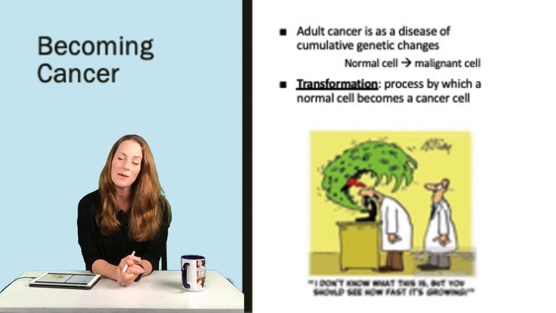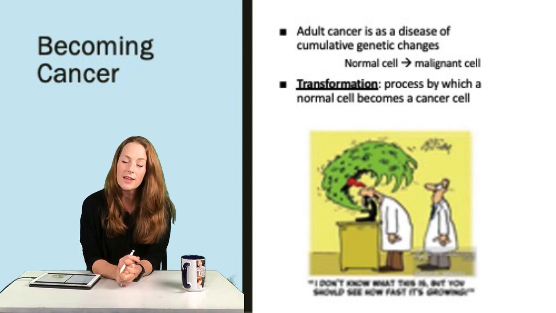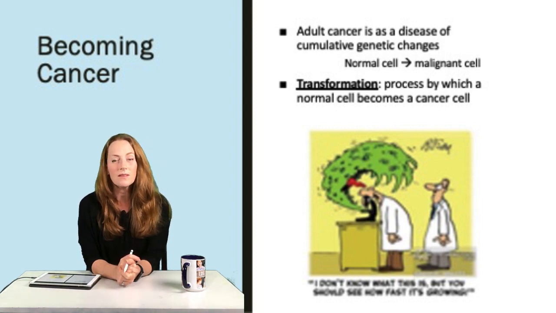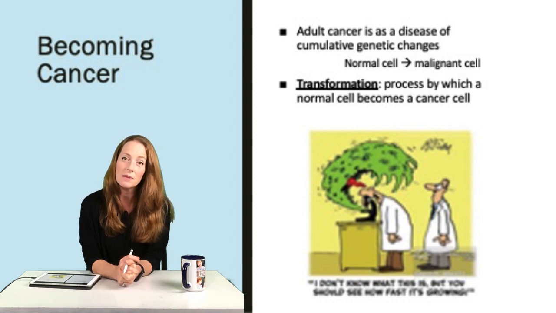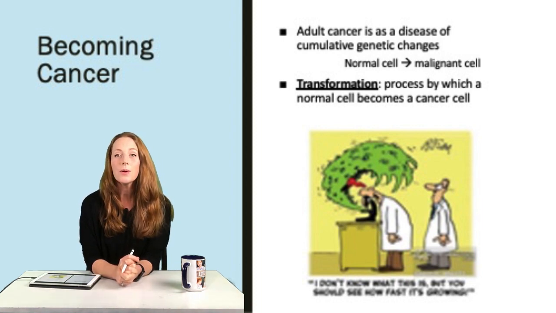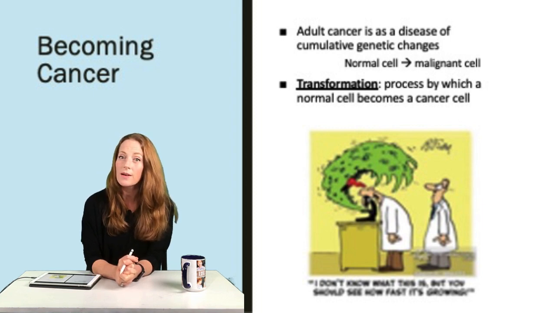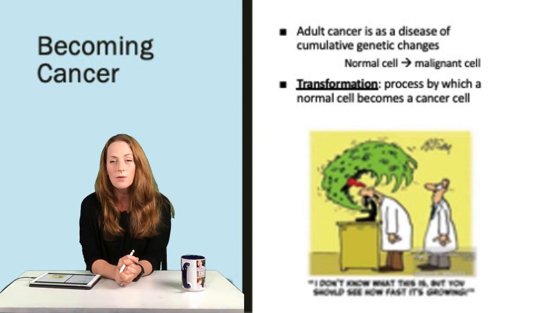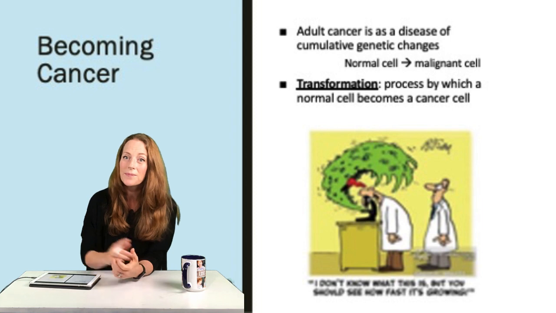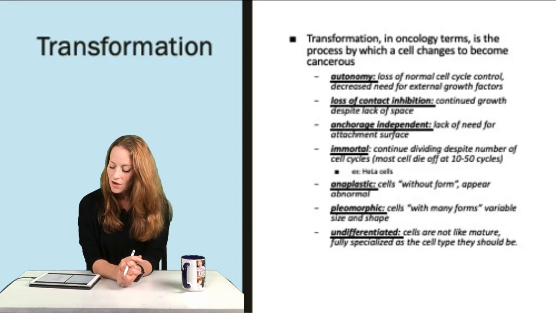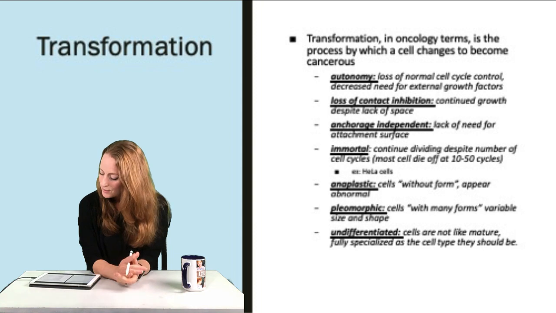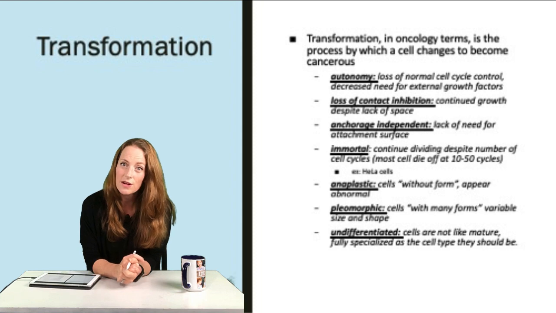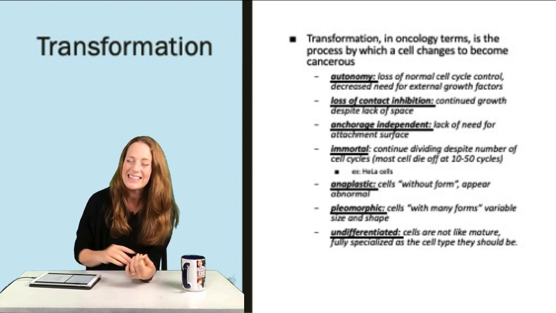So let's talk a little bit about cancer cell features and characteristics. Adult cancer is a disease of cumulative genetic or epigenetic changes, meaning there are multiple changes that happen to create the differences from a normal cell to a malignant cell. Transformation is the process by which a normal cell becomes a cancerous cell. In oncology terms, transformation is the process in which a cell changes to become cancerous. Let's look at some of these features here. I'm going to zoom in because there are a lot of words on this slide.